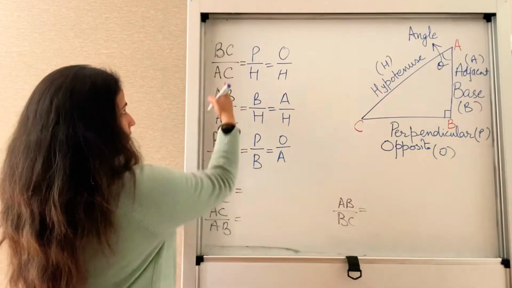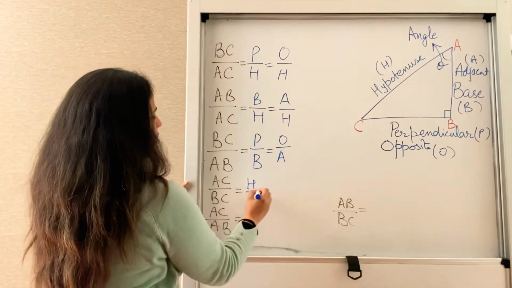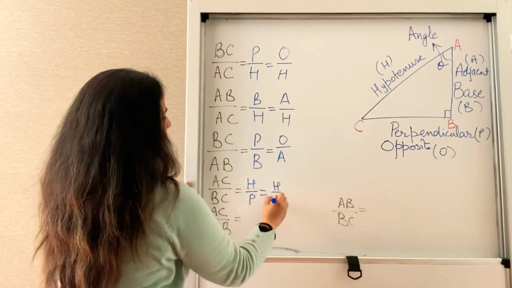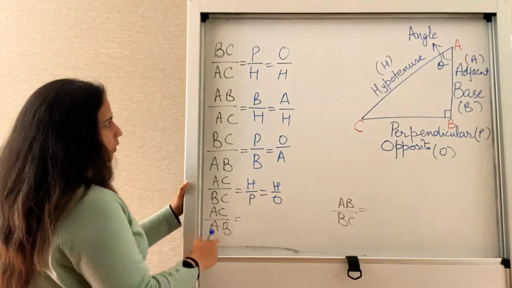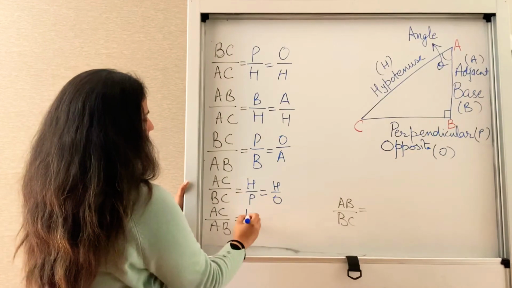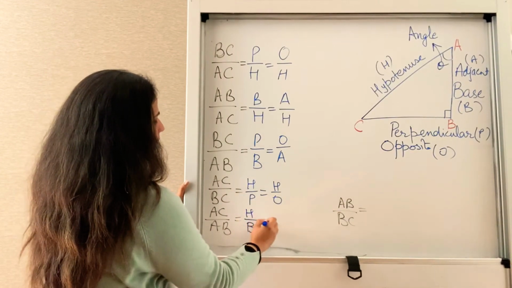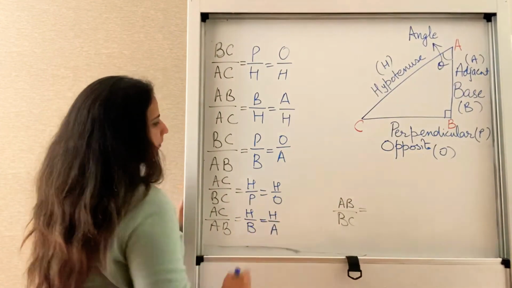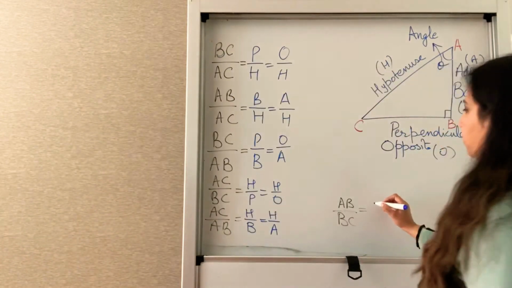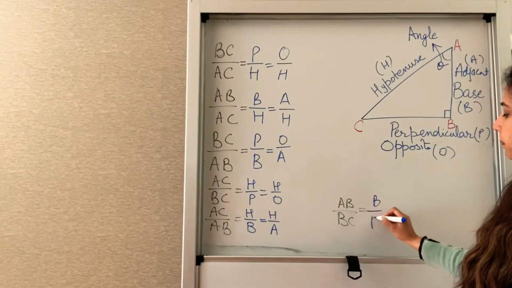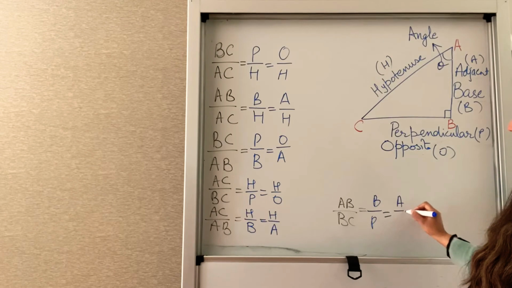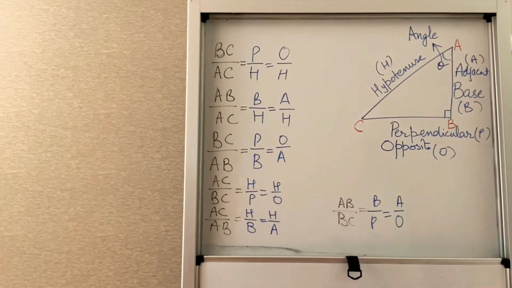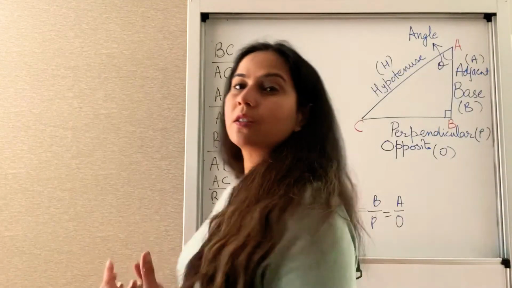AC over BC is the reciprocal of this, so it can be H over P or H over A. AC over AB can be H over B or H over A. And then the third one can be written as base over perpendicular or adjacent over opposite. So these are the 6 different T ratios which we are going to introduce.